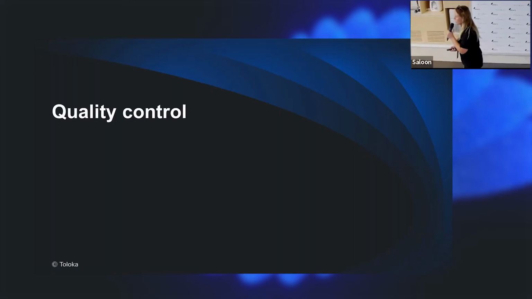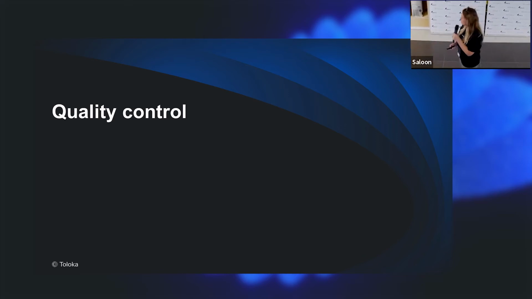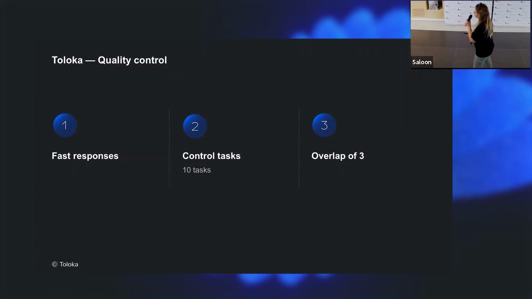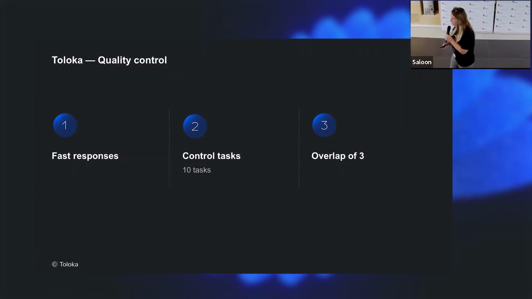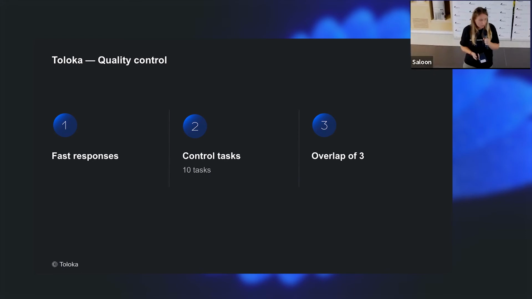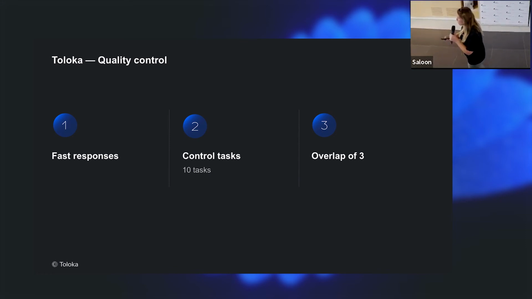Already we know who we allowed, but we still have to control quality on such a project. So how did we do this? I have used 3 different things to control quality. First of all was fast responses, I'm going to explain it later. Control tasks and an overlap of 3. Overlap of 3 means that the same picture was sent not to one person, but to 3 different annotators. So then I could somehow aggregate the results and basically be more confident about it.